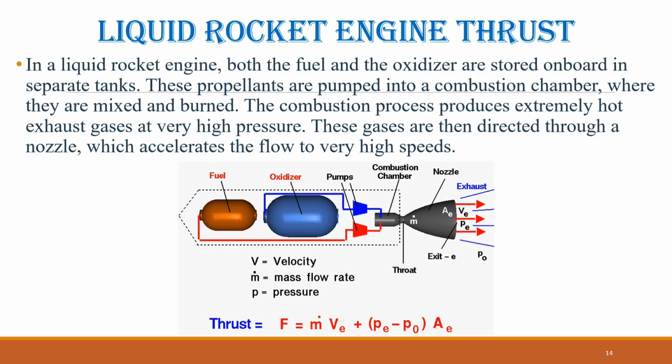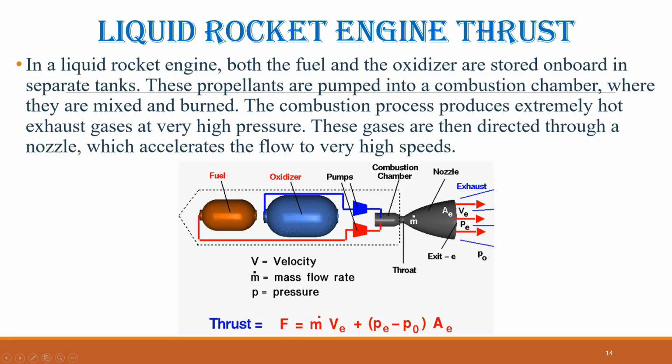In a liquid rocket engine, both the fuel and the oxidizer are stored on board in separate tanks. These propellants are pumped into a combustion chamber where they are mixed and burned. The combustion process produces extremely hot exhaust gases at very high pressure. These gases are then directed through a nozzle, which accelerates the flow to very high speeds. Thrust is generated as a direct result of Newton's third law of motion. The action of the exhaust gases leaving the engine produces an equal and opposite reaction that pushes the rocket forward.